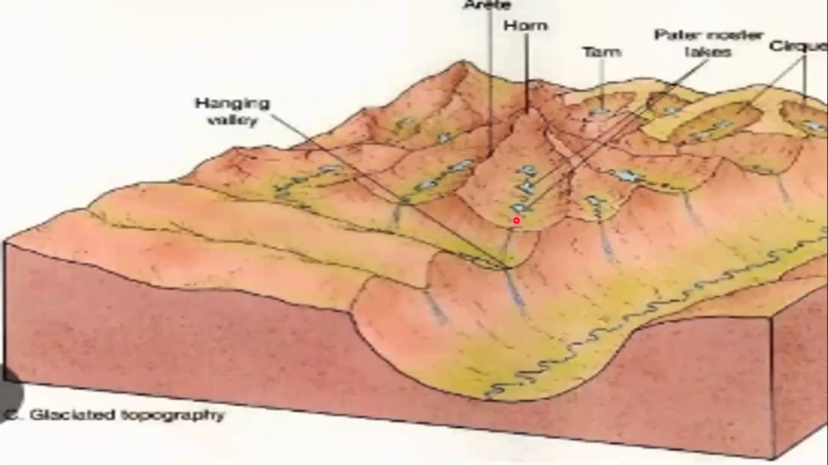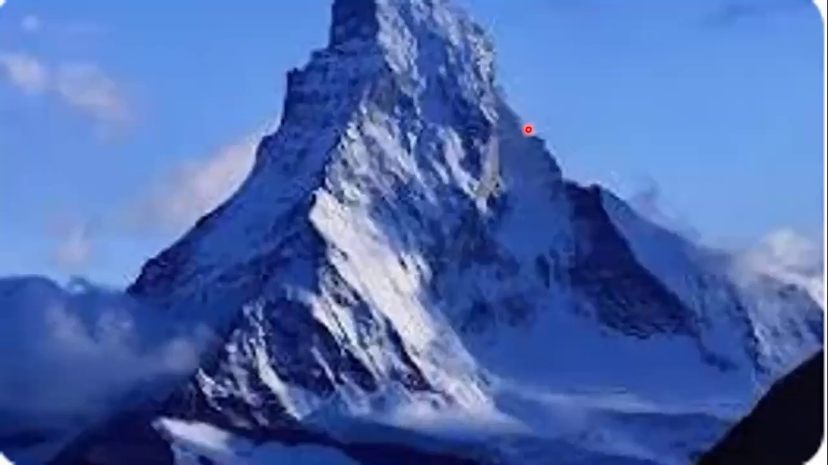Horn is the other erosional feature. These are the horns. At times, the cirques are formed on all sides. On all sides of the mountain, arm-shaped depressions are formed. These cirques widen their area and reduce the extent of the intervening walls. Mountains are converted into a four-sided pyramid, which looks like a horn.